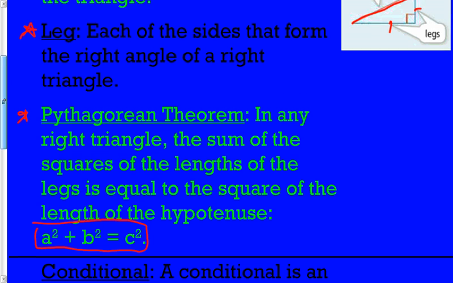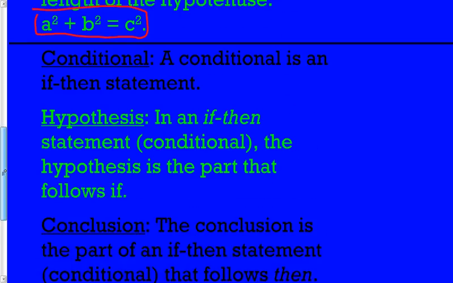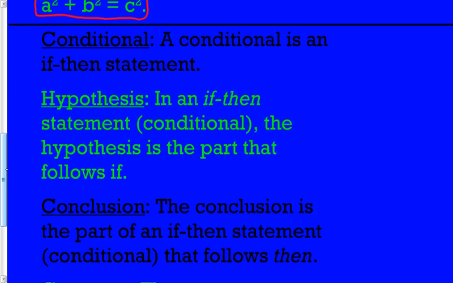Now, we are going to talk about figuring out if things are right triangles or not, so we're going to have to know this terminology. I have them separated because they're not necessarily essential to write down, but just so you know the terminology. A conditional statement is an if-then statement. So, like, if it rains outside, then the grass will be wet. That's an if-then statement, okay?